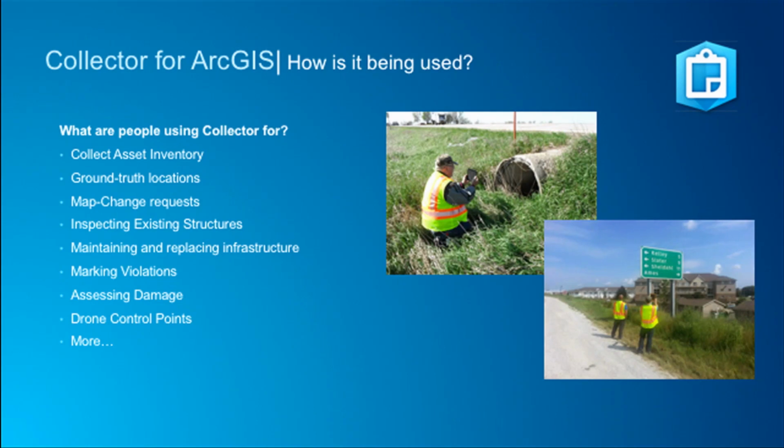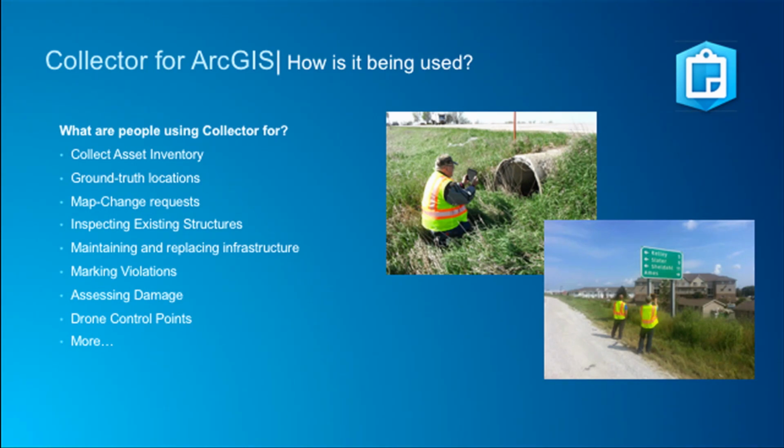But some of the traditional use cases that we see are doing an asset inventory, going out into the field to collect new data that becomes a part of the GIS, being able to ground truth information that's already in the GIS, actually noting map change requests where you're out in the field and you find something that's incorrect about your GIS and need to mark that as being changed. Quite often we see utility workflows where you don't actually want to modify the utility network out in the field, but you want to be able to mark where problems exist and update it later in the office.